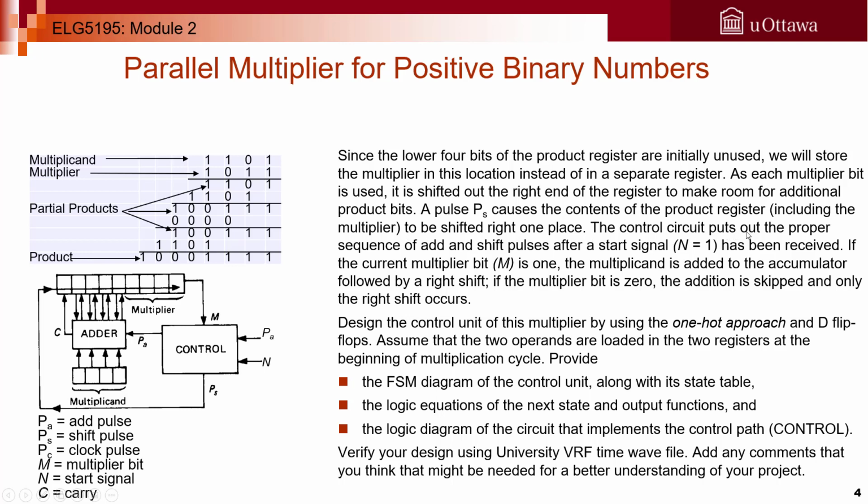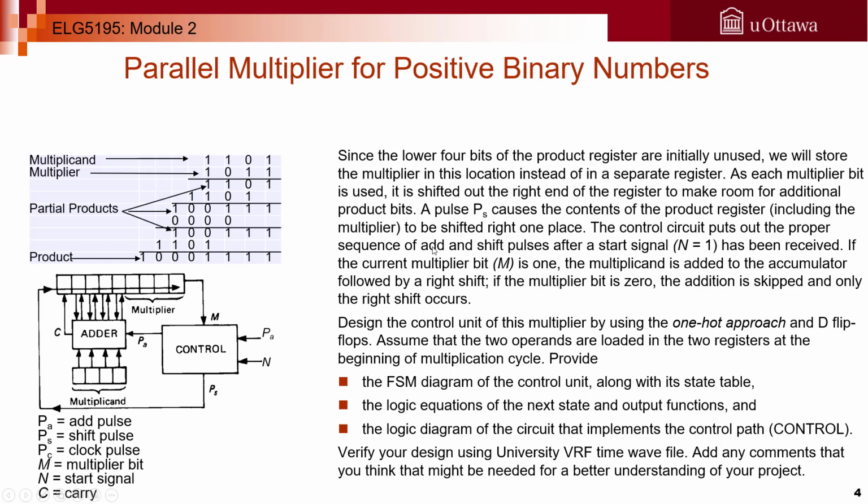The control unit puts out the proper sequence of add and shift pulses after a start signal N1 has been received. If the current multiplier bit is 1, the multiplicand is added to the accumulator followed by a right shift. If the multiplier bit is 0, doing the addition will not do anything, so the addition is skipped and only the right shift occurs.